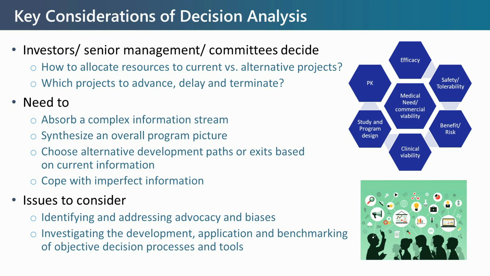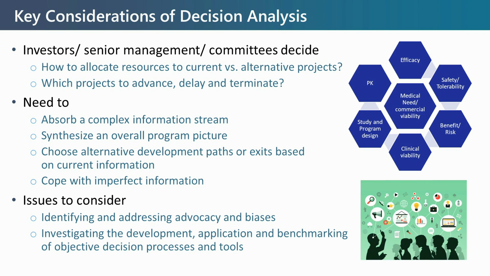These include petitioning to investors for funding, petitioning to senior management for resources, as well as committees where you present research and development data. And collectively, they decide how to allocate resources to current versus a set of alternate projects. And there are basically three outcomes for this kind of decision analysis. One is to identify the projects to advance. Some might be to delay a project or otherwise fully terminate.